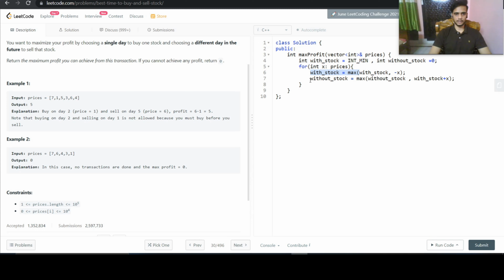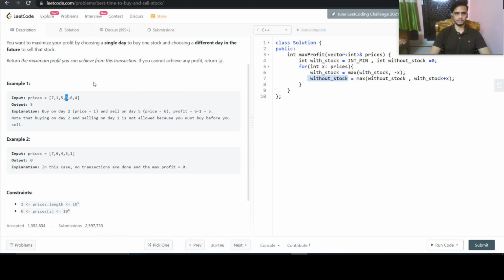Then withoutStock, we will try to sell that stock on that particular day. So we will check the withoutStock initial value was 0, and then withStock plus x, that will be minus 1 plus 5, so that will become 4. So if we sell that stock on day 3, we will have a profit of 4. That is some profit. So we will assign withoutStock as 4. So the current profit is 4, and then we can again traverse for the value 3.